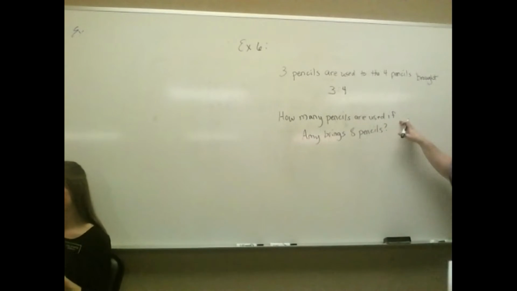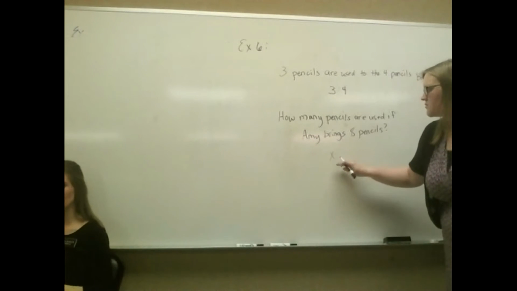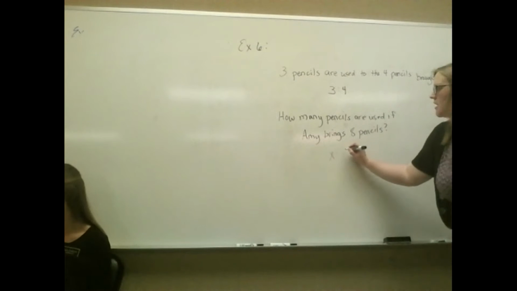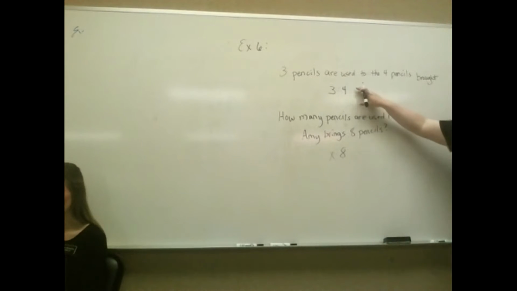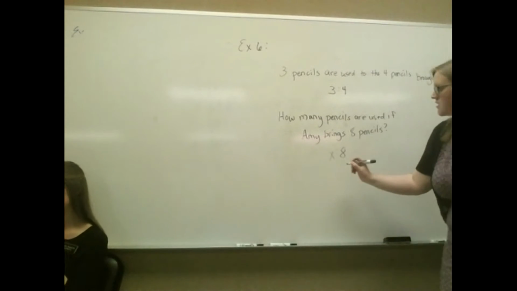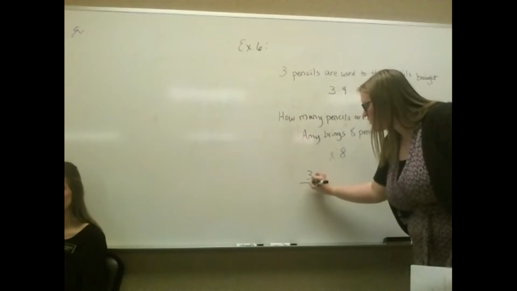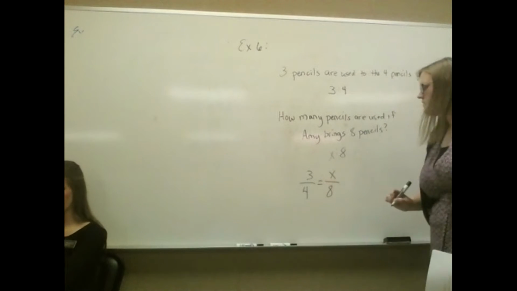All right, so here we're gonna set up our ratio. So we have X, because we don't know how many she uses, but we know that there are 8 total. All right, so now I'm going to convert each of these to fractions and set them equal to each other. So we're going to have 3 over 4 equals X over 8.